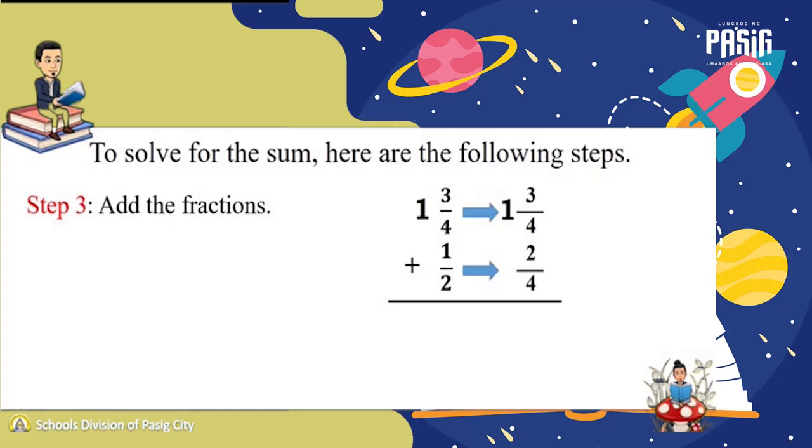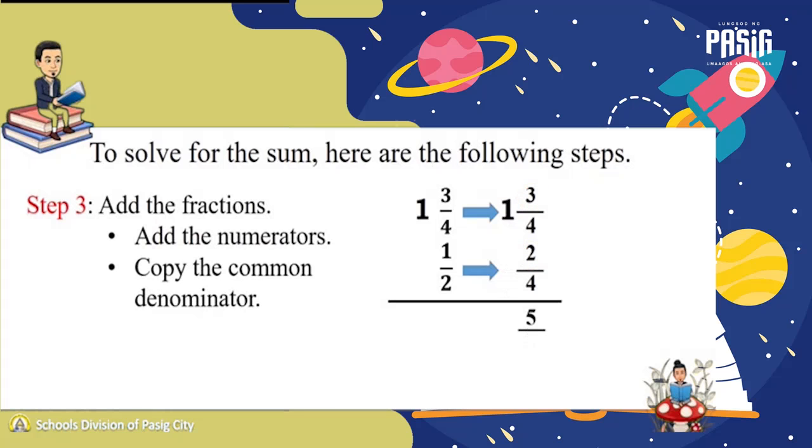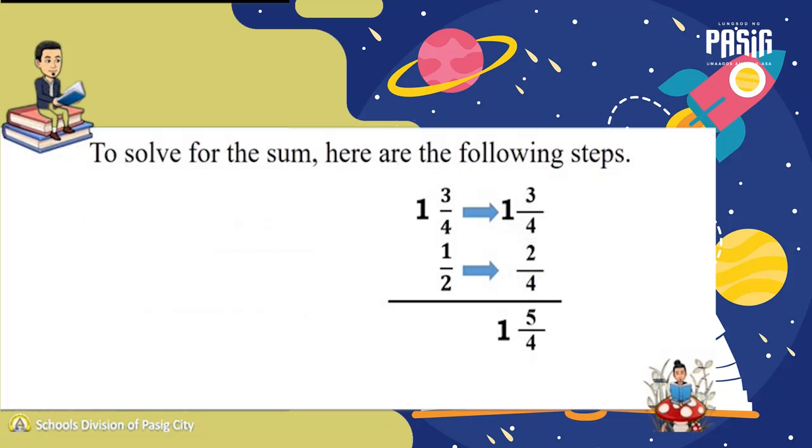Step 3. Add the fractions. Add the numerators. 3 plus 2 equals 5. Copy the common denominator. Bring down the whole number. Now we have 1 and 5/4, but 1 and 5/4 is not a simplified answer. Take note that our answer must always be in simplified or lowest terms.